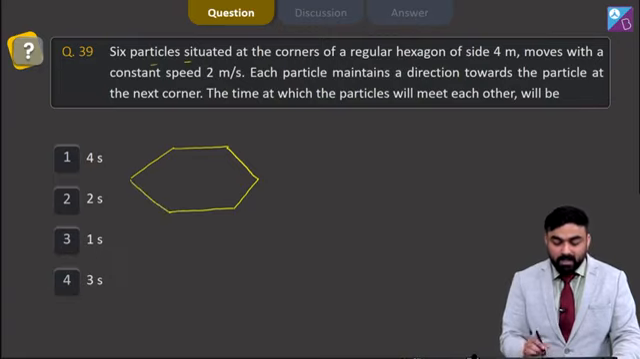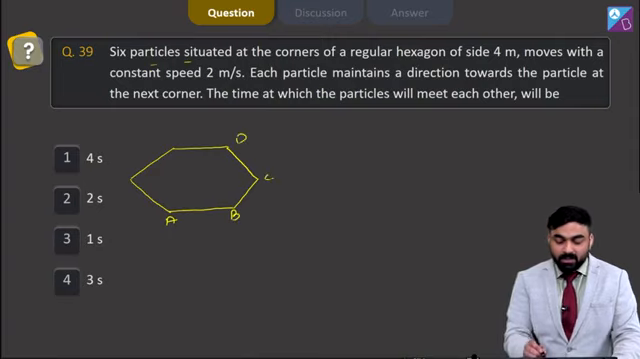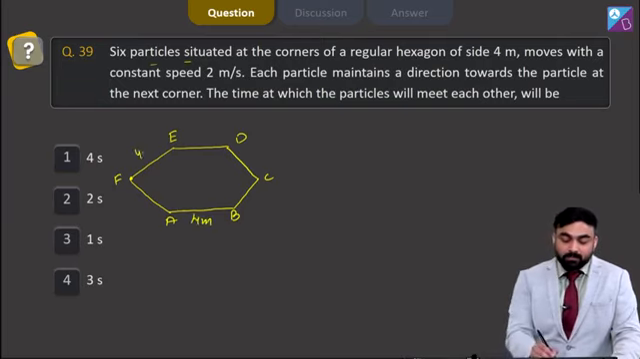This is a rough diagram of a regular hexagon. Let's say this is A, B, C, D, E and F, and the side is 4 meter each.